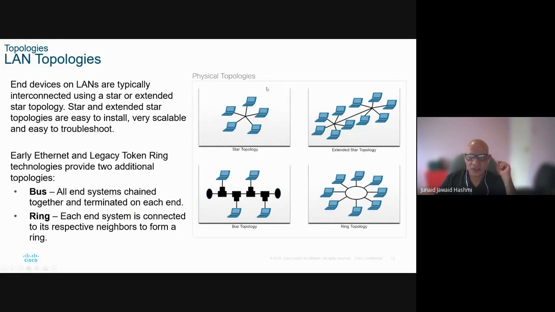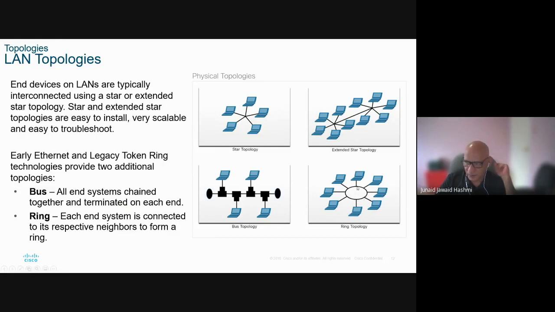All right, so these are the different physical topologies. Star, extended star is just multiple devices. Bus topology, obsolete. You will never see this topology, okay? And you have ring topology.